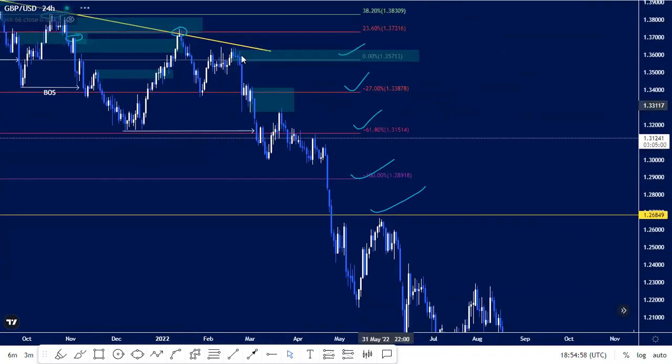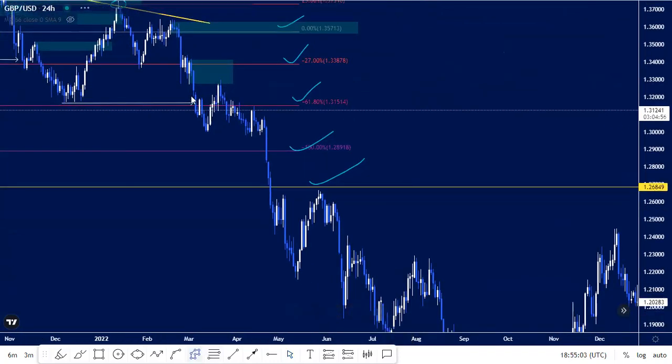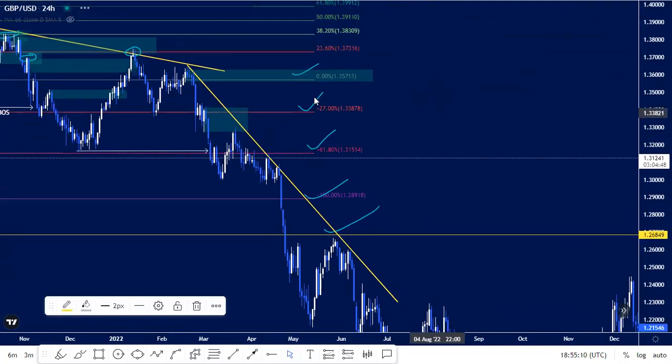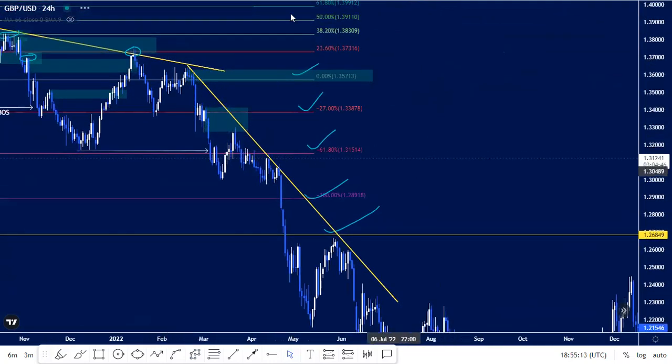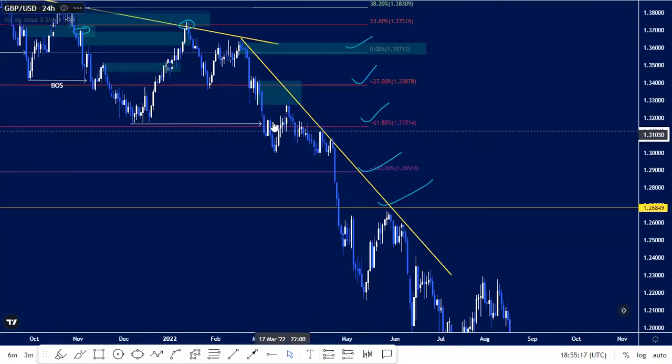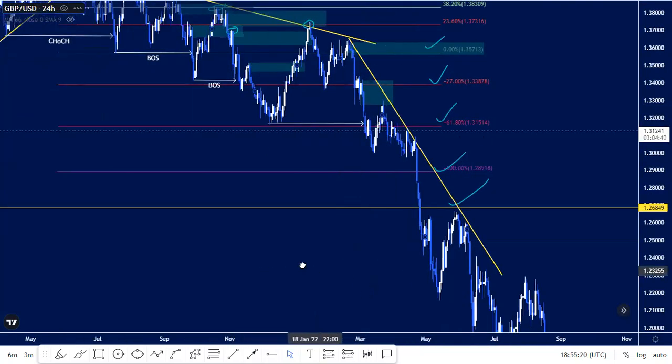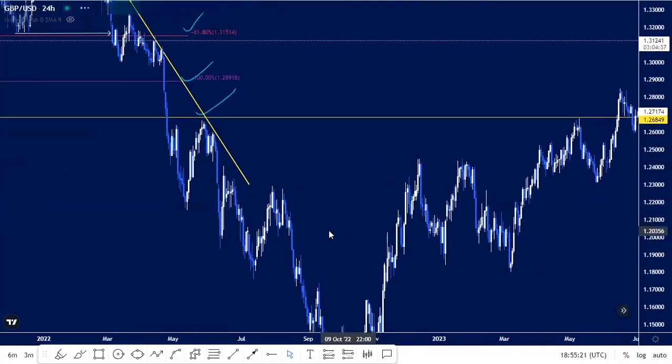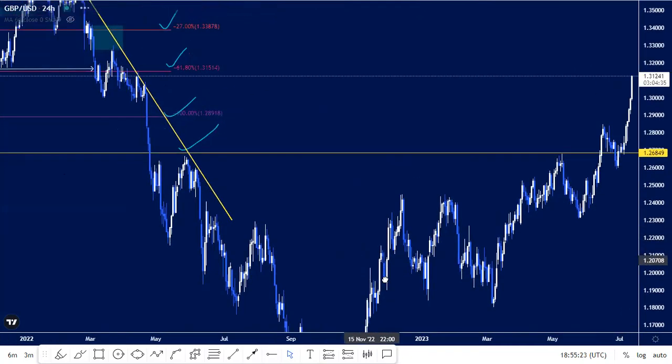You realize that somehow in this zone, there was news that was released. Sometimes news can make the market fall drastically like this. So if you check, it went all the way.